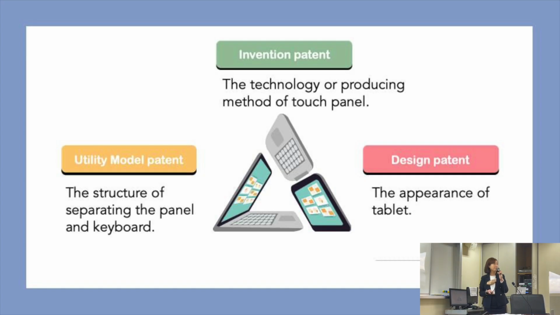There are 3 types of patent in Taiwan. Take a tablet as an example. The technology or producing method of the touch panel can fall under an invention patent. The structure of separating the panel and keyboard can fall under a utility model patent. The appearance of the tablet can fall under a design patent.